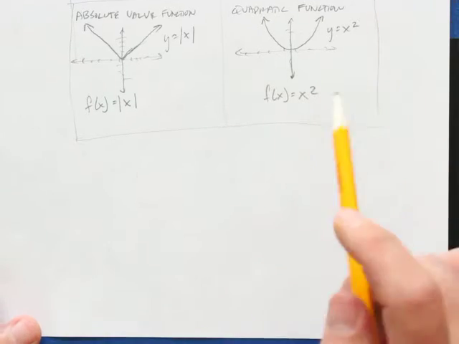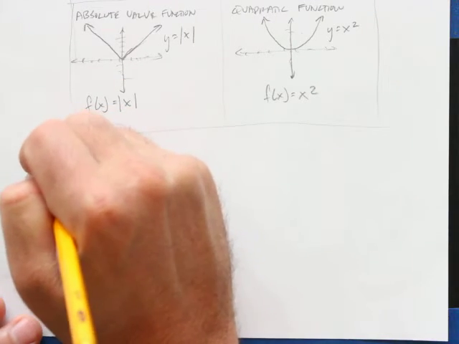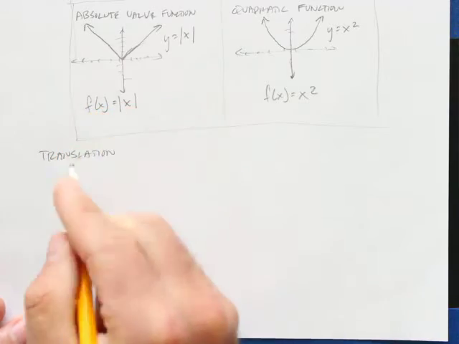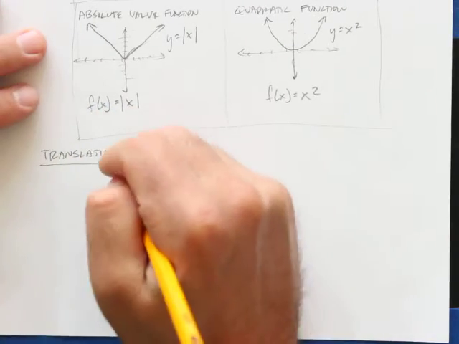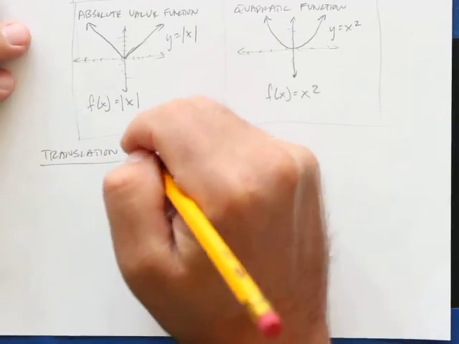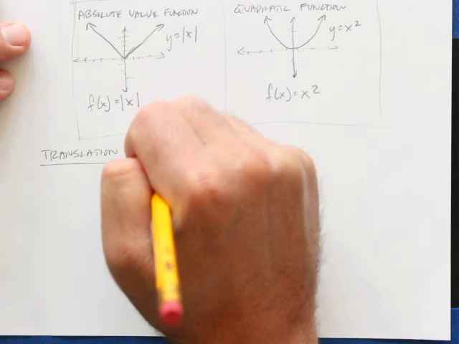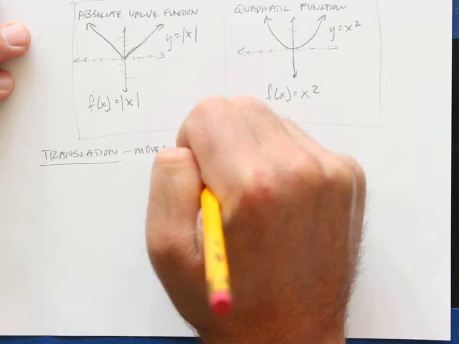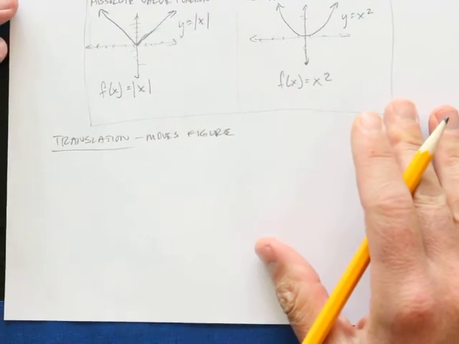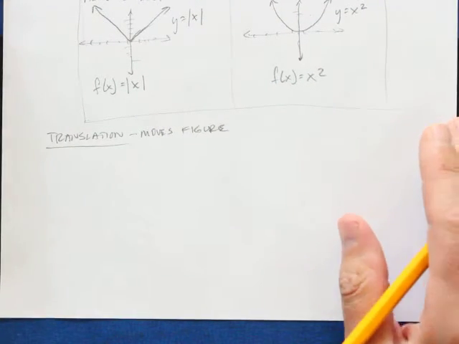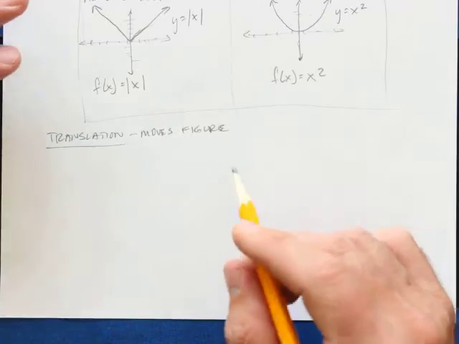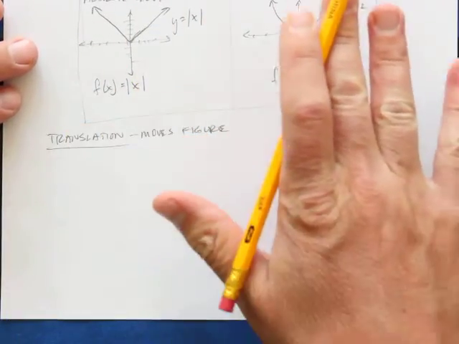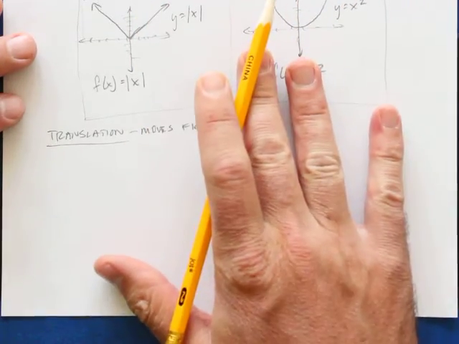Now let's look at what translation does. This takes the parent graph and it moves it. It moves the graph, or it moves the figure. And we learned about this in Algebra 1 and also in geometry. Translation takes the graph and just moves it. Takes a function, just moves it.